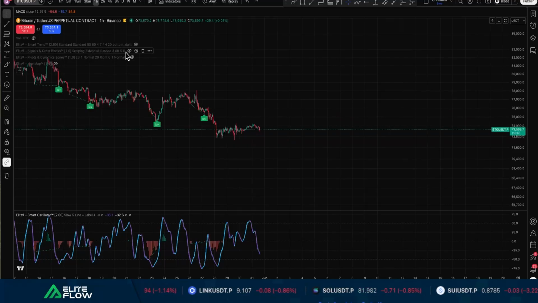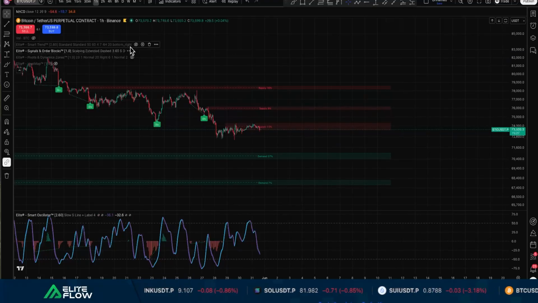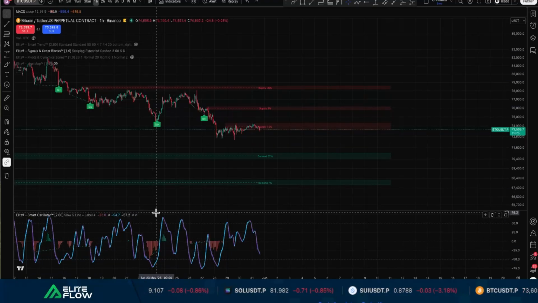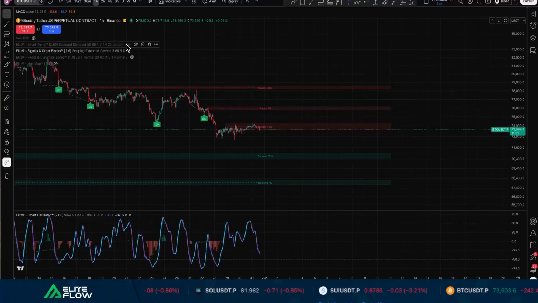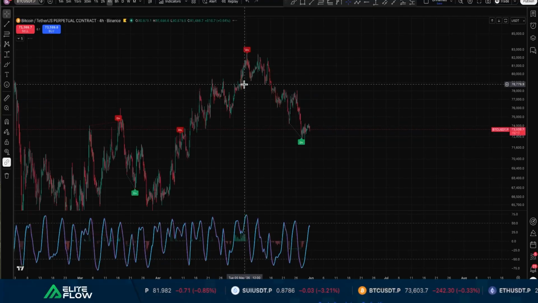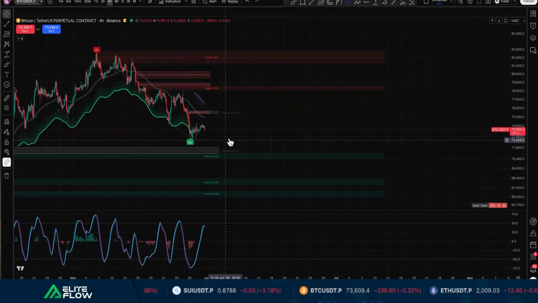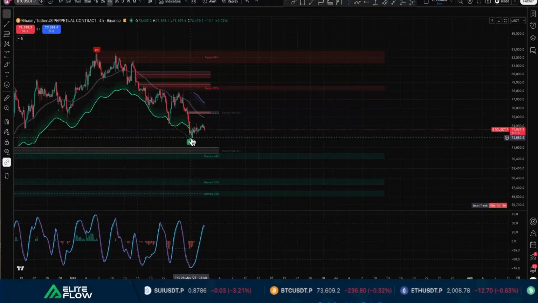I'm going to turn on the signals and order blocks to see the order blocks. I've got my smart oscillator turned on, and I'm also going to turn on the smart trend. I am additionally going to go on the 4-hourly time frame. And look, exactly there at this bottom, I just decided to go long.